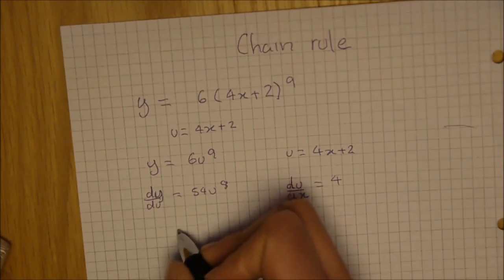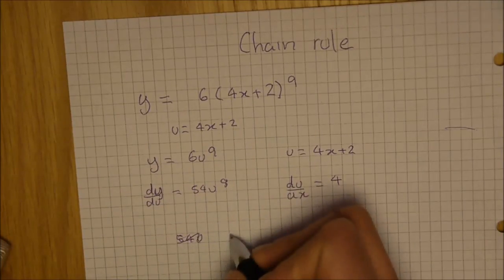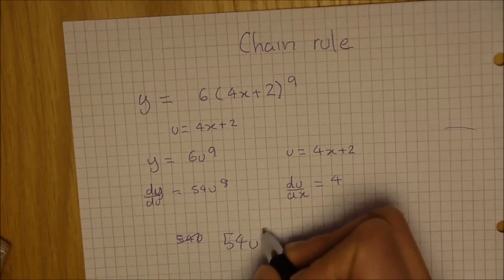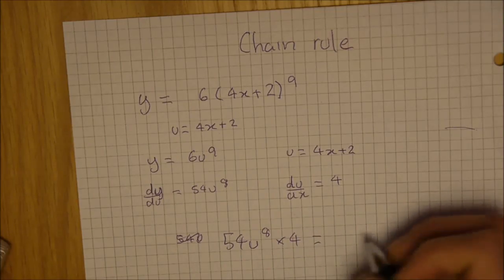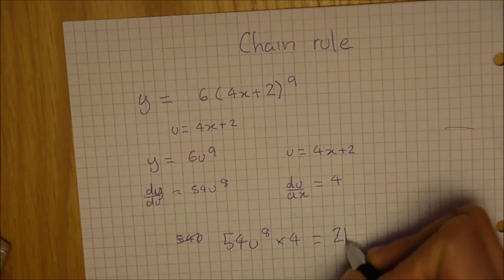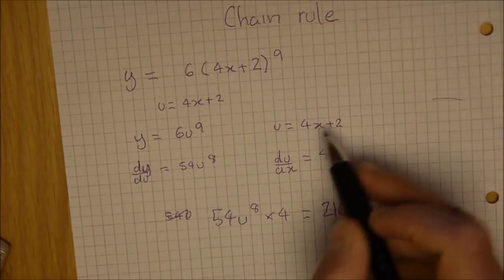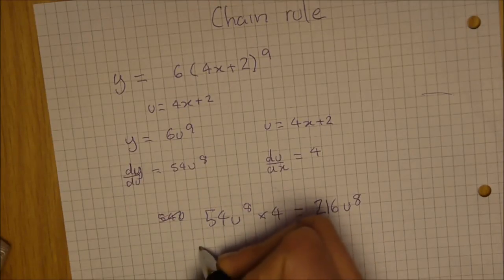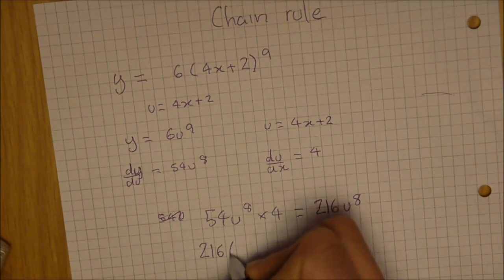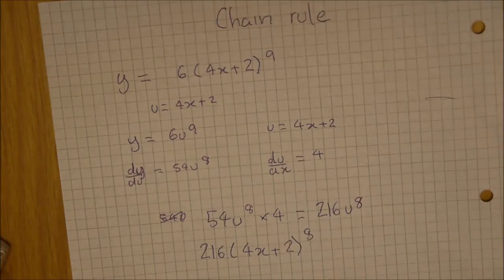Then we can combine the two together, so we have 54u to the 8 times 4 equals 216u to the 8. And then we can substitute 4x plus 2 back in, so our final answer is 216(4x + 2) to the 8.